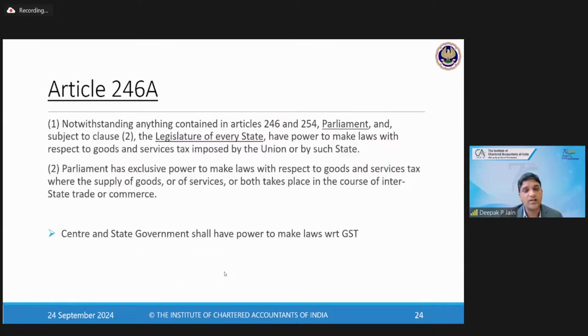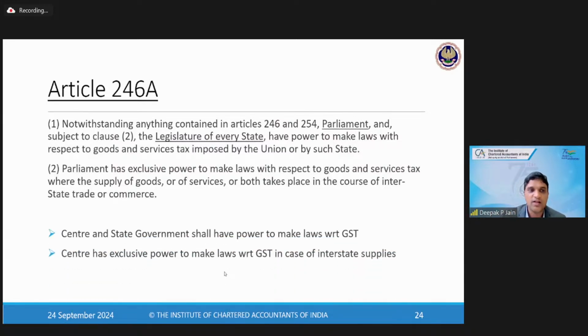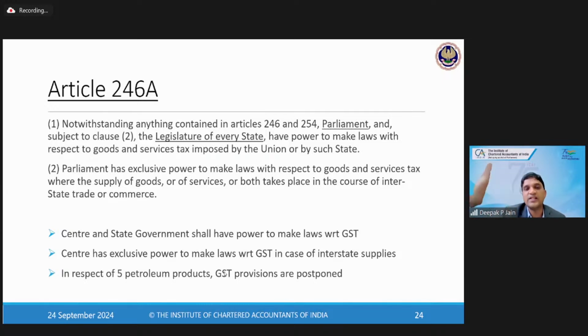This is the wording. The gist of this is that central and state government shall have power to make laws, and the center will have exclusive powers to make laws with respect to GST in case of interstate supply. In respect of 5 petroleum products, GST provisions are postponed, which means on these 5 petroleum products, GST is not there now, but it is postponed to a future date. From that date, GST will be levied on these 5 petroleum products.